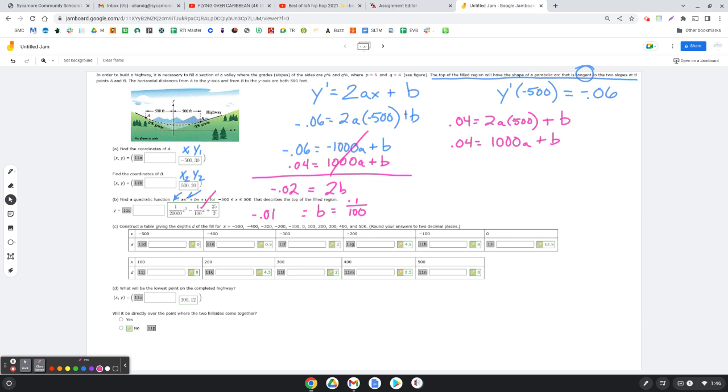Okay. How can we find our a? Well, let's go back to this equation right here. Let's plug it in. 0.04 is 1,000 times a plus a negative 0.01. So 0.05 is 1,000 a. Divide each side by 1,000. And when you do 0.05 divided by 1,000, guess what you get? You get 1 over 20,000.